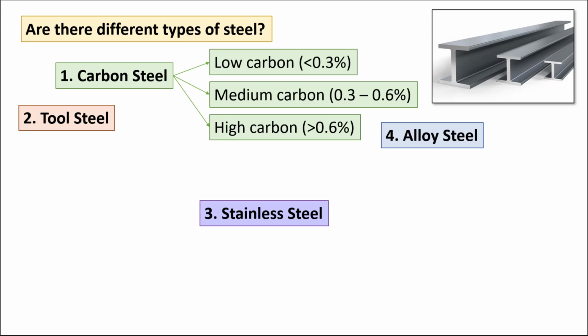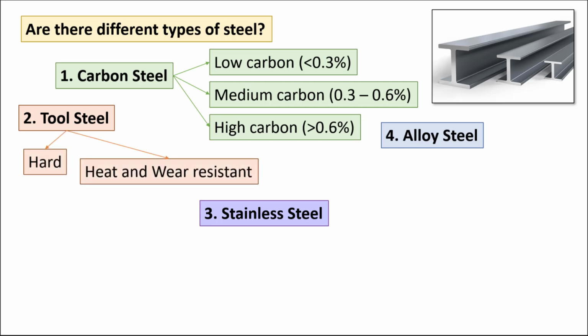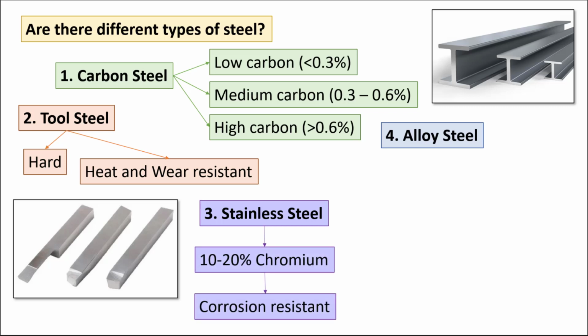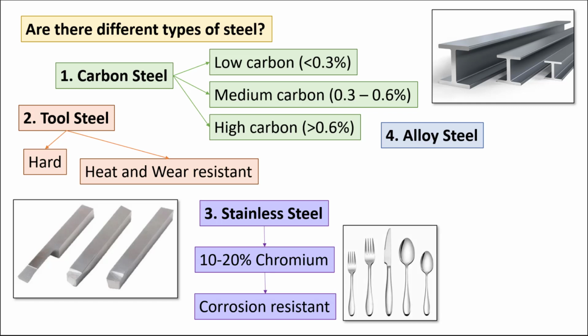Tool steels contain alloys such as tungsten, chromium, vanadium, and molybdenum. They're hard and heat and wear resistant. They're used for cutting tools, dies, and knives. Stainless steels contain around 10 to 20% chromium. The chromium protects the steel from corroding by acting as a sacrificial anode. That means that it will corrode before the steel and provide a protective layer. Stainless steels are used for surgical equipment, silverware, and kitchen appliances.